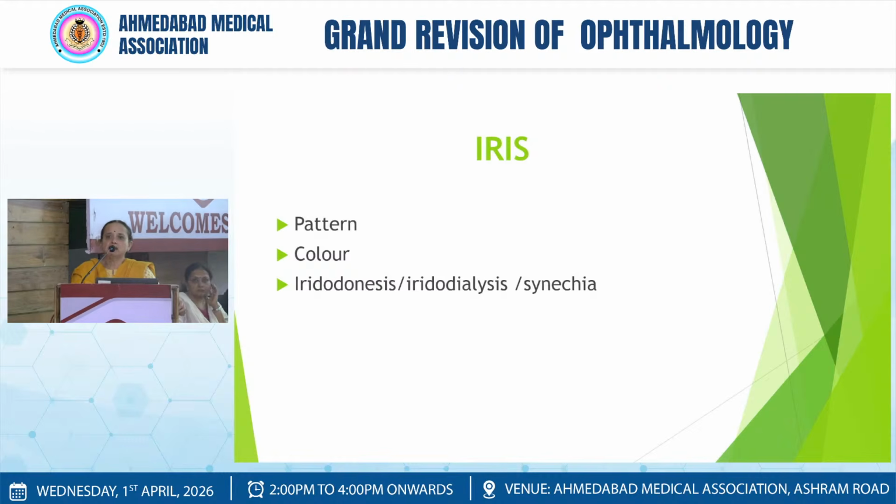Iridodialysis is a tear in the root of the iris, which may be following some blunt trauma or after surgery. And synechiae is adhesion of the iris. When the iris gets adherent to the anterior cornea, we call it anterior synechiae. And when the pupillary border gets adherent to whatever is there posteriorly, behind the iris, it may be the natural lens, it can be an intraocular lens, then we call it posterior synechiae.